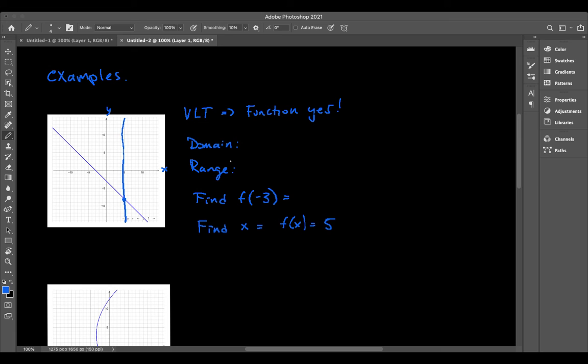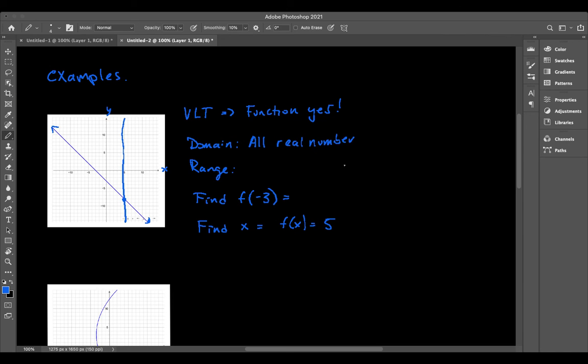Now the next point is domain. Domain means all the x values. Okay, so as you can see, this is a linear line that's going to continue to go left, and it's also going to go right. So if you look at it here, all the values of x are in play for this graph. Okay, and so what do we say in that situation? All real numbers.